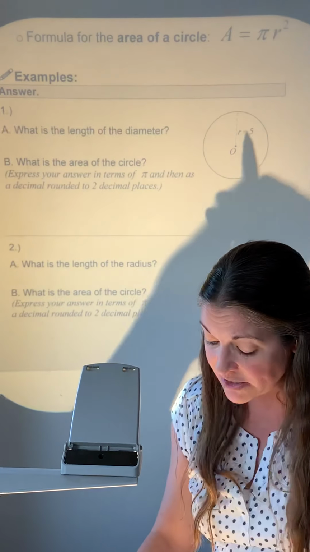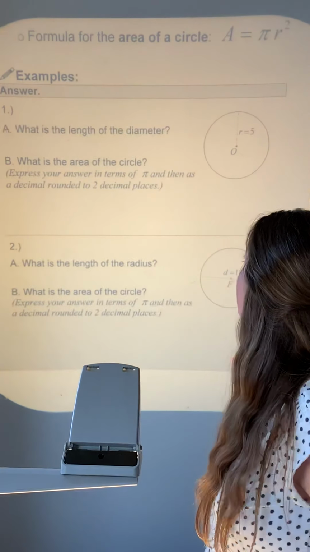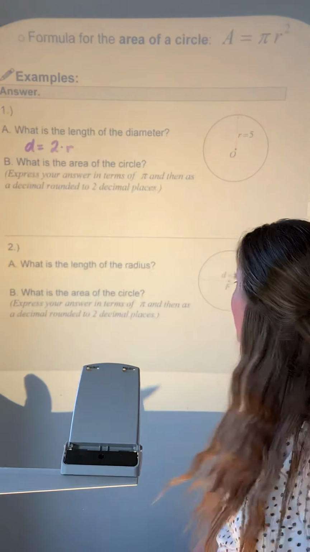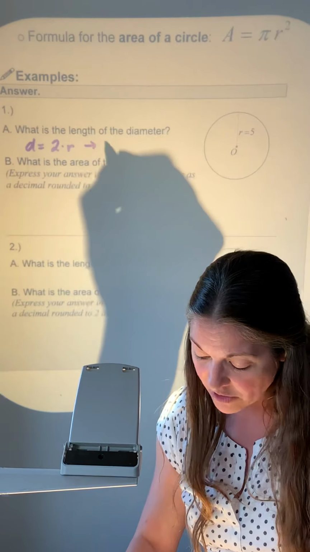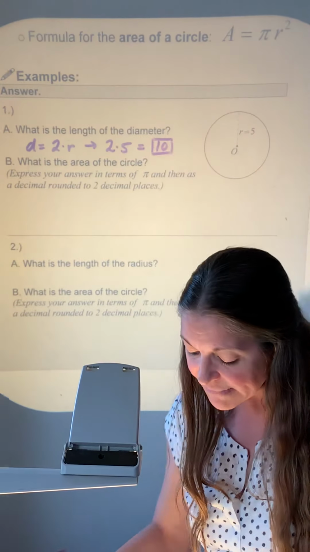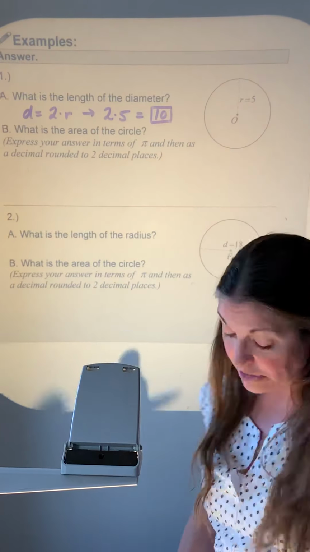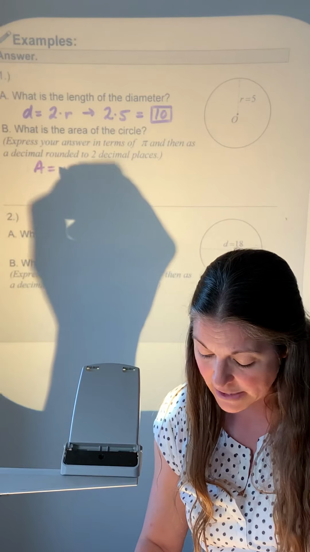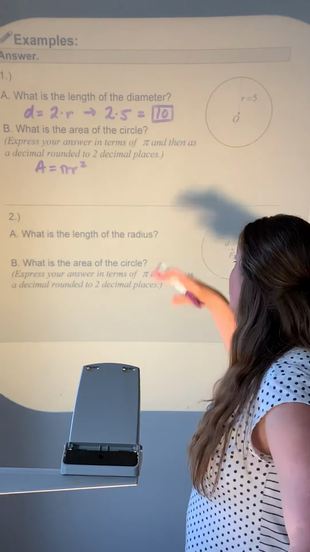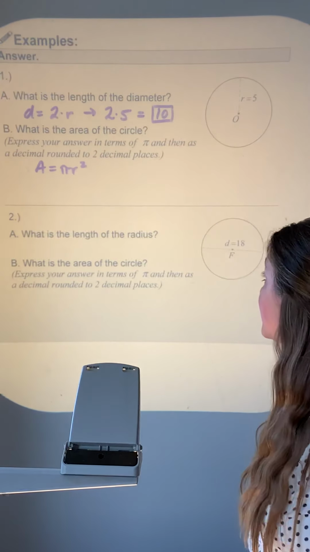Right now they've given us the radius, but we want to also know what the diameter is, just for informational purposes. Remember that the diameter is 2 times the radius. So therefore, if we just do 2 times 5, that will give us 10. So the diameter is 10. Now, as far as the area is concerned, we're using that pi r squared. And just like last time, we're going to express our answers in terms of pi, and then again as a number rounded to 2 decimal places.